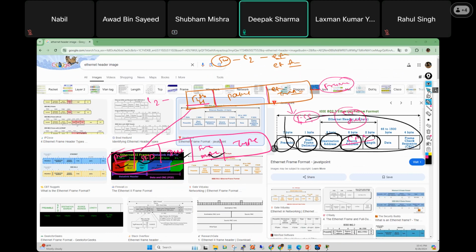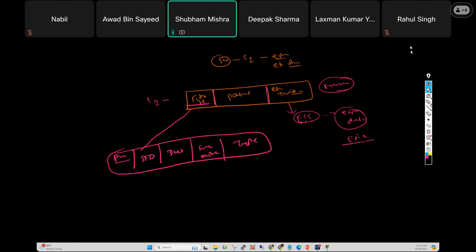So basically, the frame is divided into two categories. The first is called the Ethernet header, and the second is called the Ethernet trailer. In the trailer you get the FCS field, and in the header you get these types of fields. Clear, everyone? Okay. Now, when you are using .1Q, definitely you will use it at layer number 2. Yes or no? Yes.